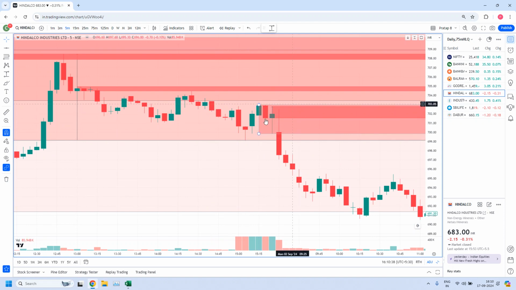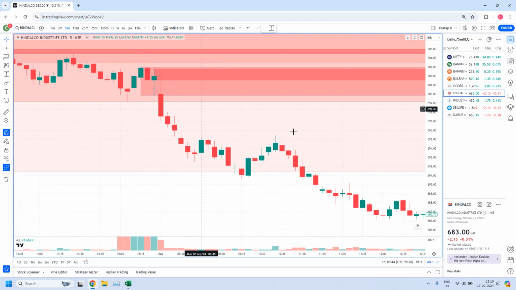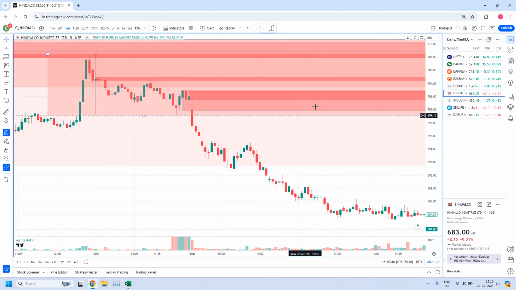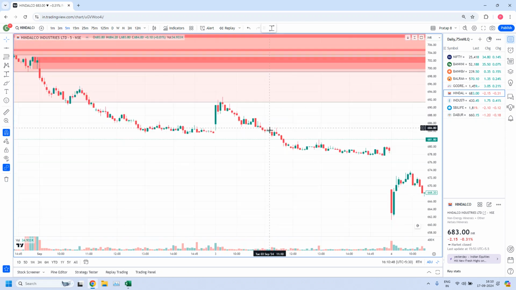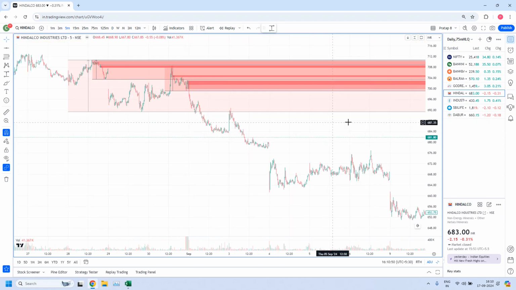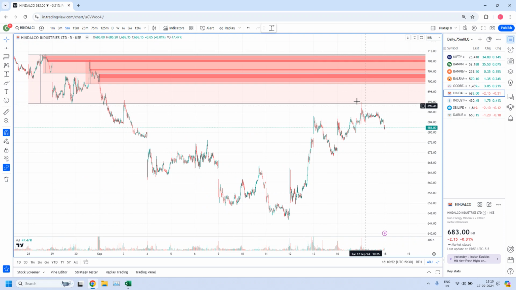And this is the 15 minutes fine-tuned area. We have a drop, base, drop. This is the fresh zone, but prices didn't get into that area. So that's why we didn't get any trade. And the remaining 3 we already discussed. So this is about high liquidity zones.